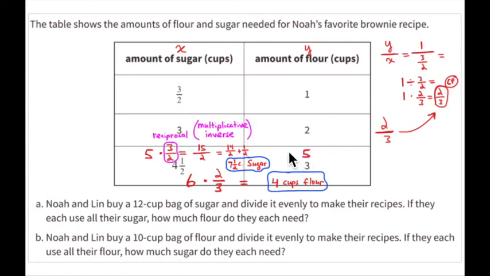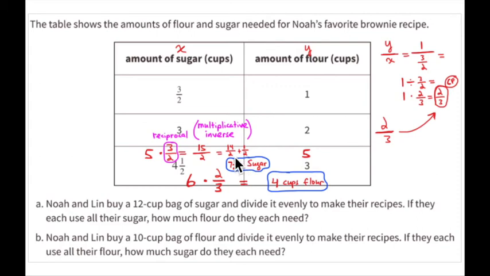Well, the amount of sugar is 3/2. It's greater than the amount of flour. So 3/2 times 5. So this one is easier to multiply first. 5 times 3 is 15/2. And if you separate the 15 into 14 plus 1, 14/2 is 7. And then add that 1/2 is 7.5.